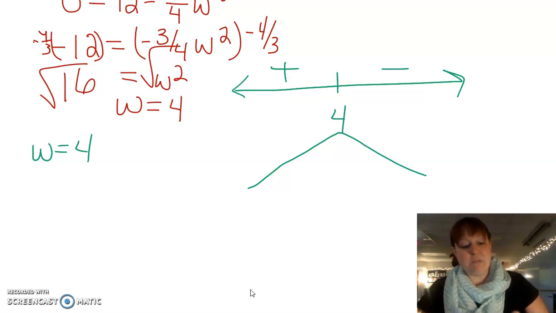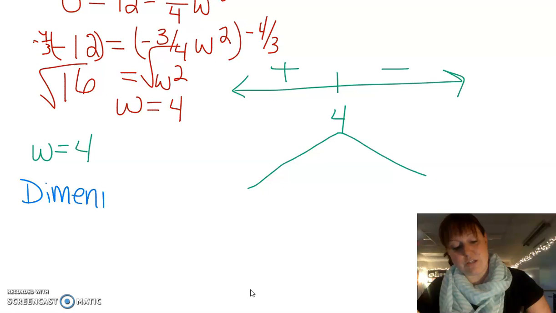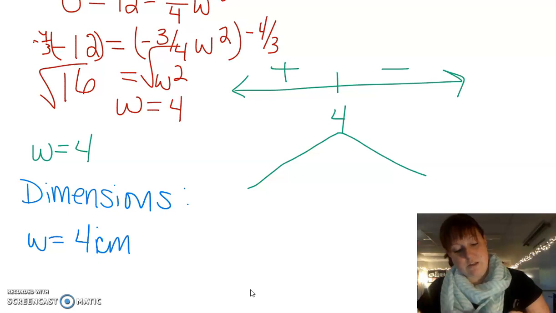So what does that actually mean for my actual real-world problem? If my width is 4, the dimensions of my box, because it asked what are the dimensions, should be width equals 4 centimeters, length equals 4 centimeters, and my height, if we plug it back in, we would get height equals 2.